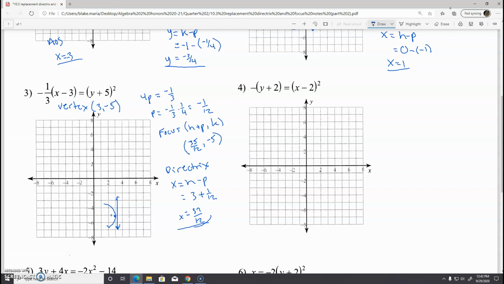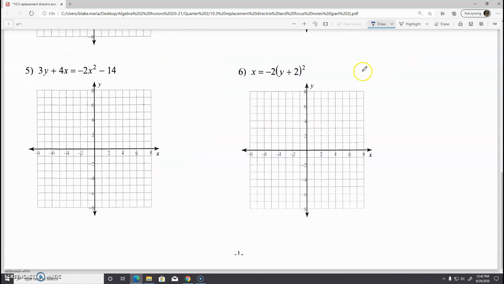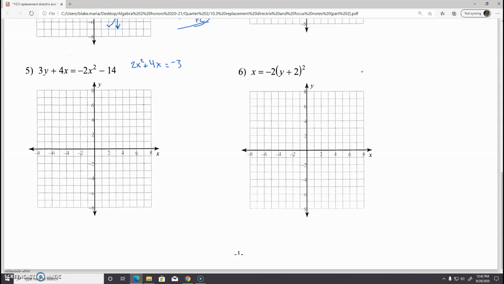All right, last one. So we're actually going to go to number 5. I want to spend a minute on number 5. We got to get this in the right form. So we're going to get this x squared alone. We're going to get it with x. I lied. So we're going to add 2x squared to both sides. I'm going to leave that 4x there. I'm going to subtract the 3y.